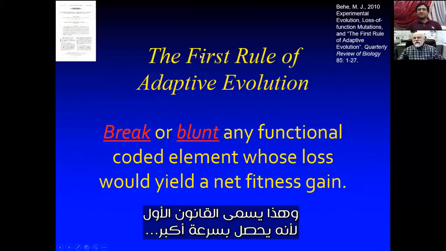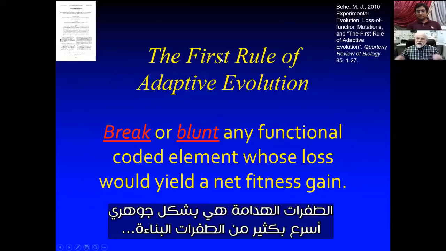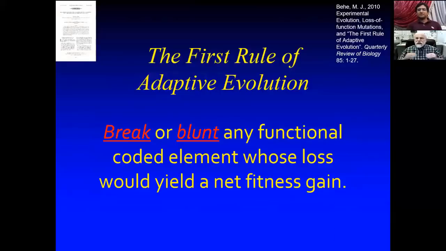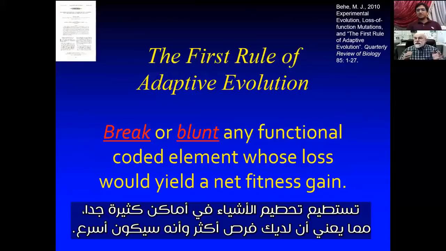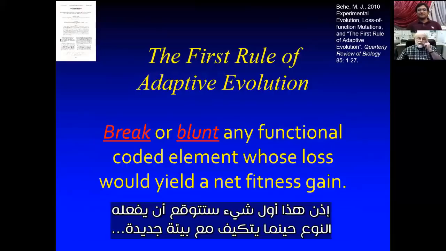And this is called the first rule because it happens a lot faster. Degradative mutations are intrinsically much faster than constructive ones, simply because of that last slide, you can break things in so many more places. That means you have more opportunities and it goes faster. So that's the first thing you would expect a species to do when it's adapting to a new environment.